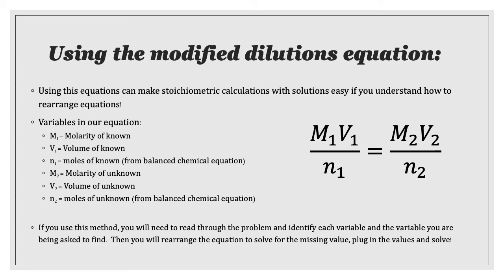When you use this, all you have to do is list out your variables and the information you have for each one, and whatever one is your unknown, you just rearrange this equation to solve for that unknown, and then you can plug all your numbers in and hopefully get the right answer. So when we do our examples for dimensional analysis, I'll also be solving all of those problems using this modified dilutions equation, just to show you side by side the two different methods.